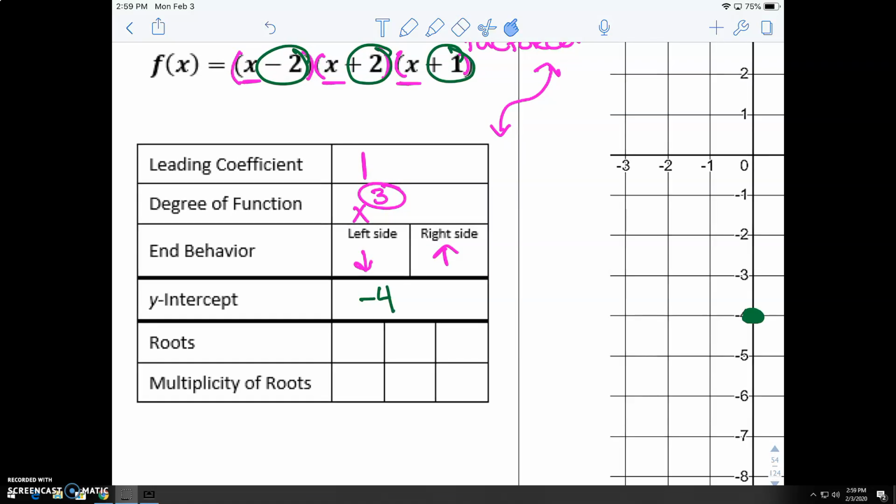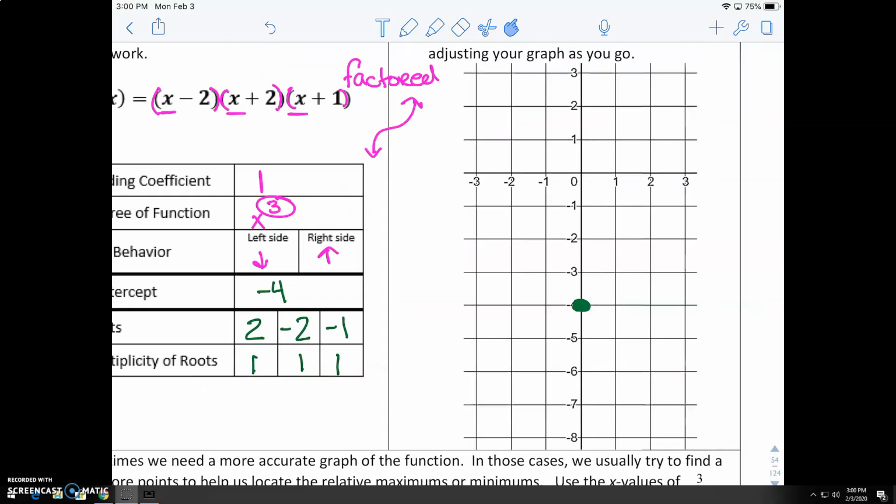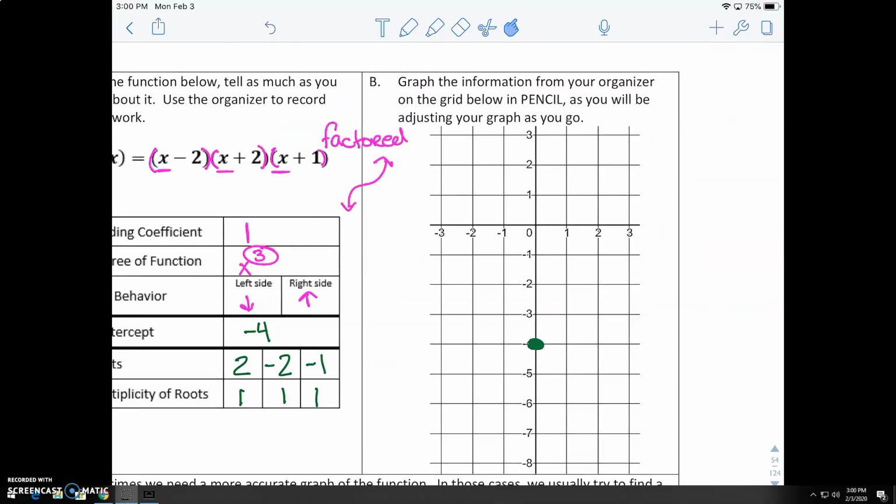My roots come from each of those 3 parentheses. So I'm going to take the opposite of what's in them. So here I get 2, negative 2, negative 1. Notice it's the opposite of what's in them. And then each of them has a multiplicity of 1 because they each only have 1 parenthesis there and no exponents to tell you that it's more than that. So I'm going to go put those on my graph as well. Negative 2, 2, and negative 1.